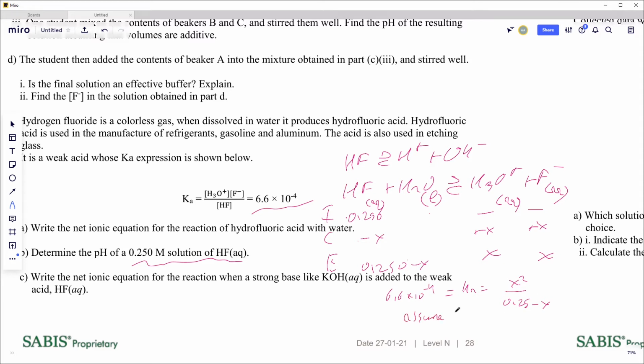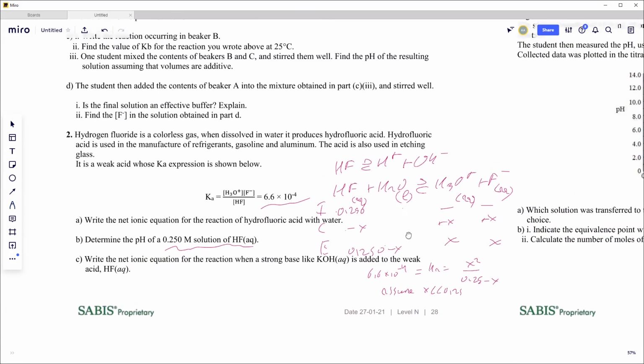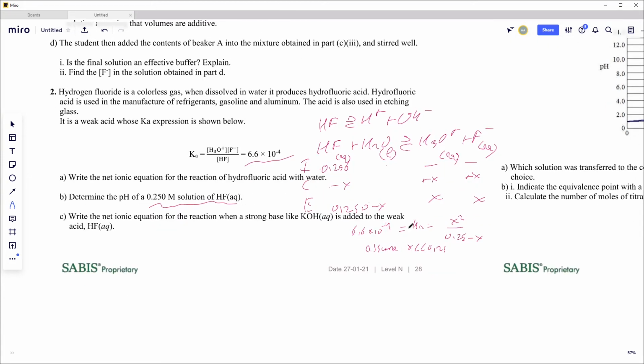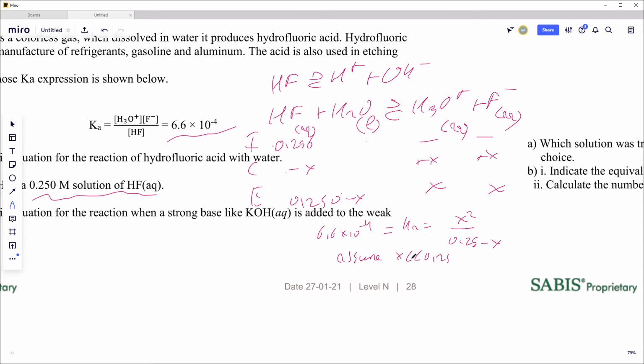We can easily do this. Assume that x is less than 0.25. Oh, also, I think I forgot this in the previous part: you need to show that you validated your assumption. There's nothing written so far, but if there was, you would need to show it. So let's solve for x. X is equal to the square root of 0.25 times 6.6 times 10 to the minus 4. Let's calculate this together: 0.25 times 6.6 times 10 to the minus 4, and you're going to get 0.013.